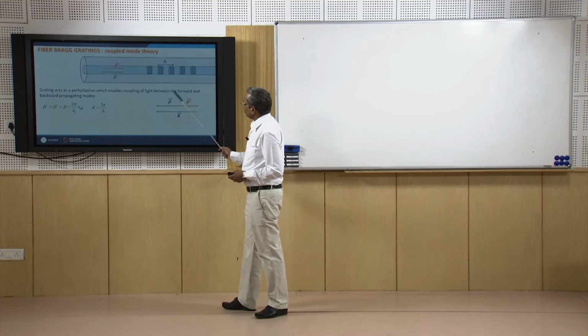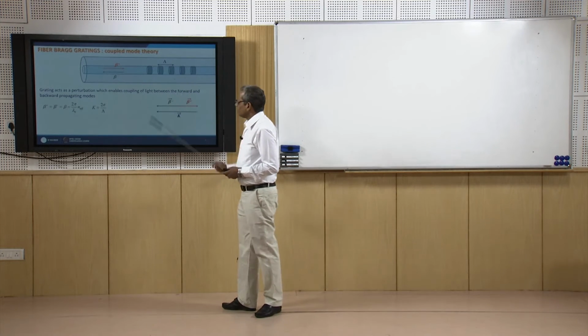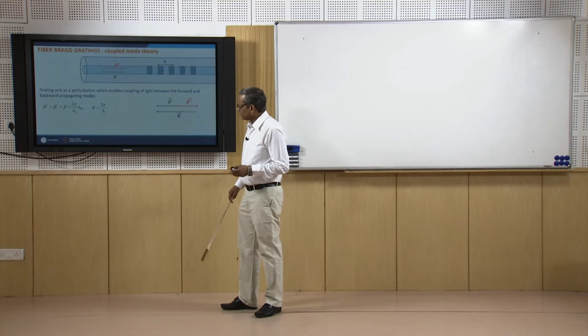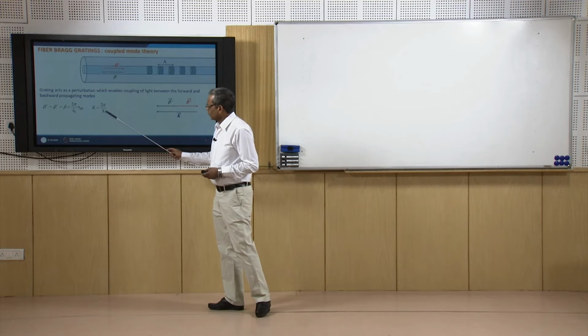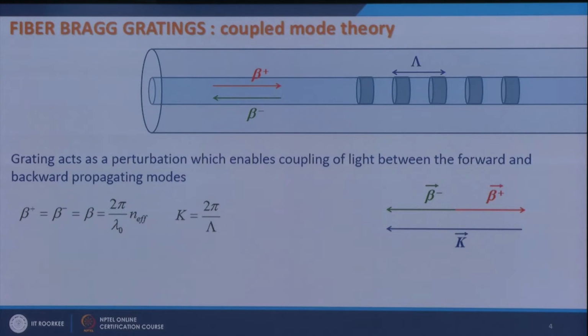If the wave vector corresponding to this periodic refractive index modulation, or the spatial frequency, is capital K equal to 2 pi over capital lambda, then if this K is such that this length is equal to this, then if a mode goes like this and then capital K takes it here, the resultant would be beta minus.